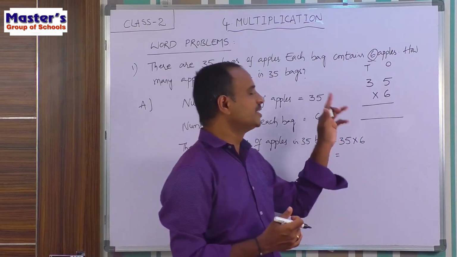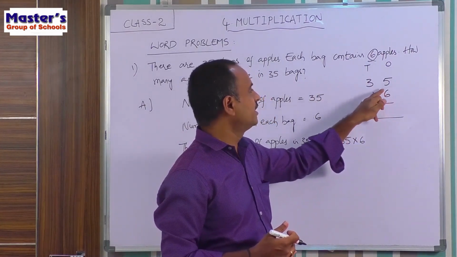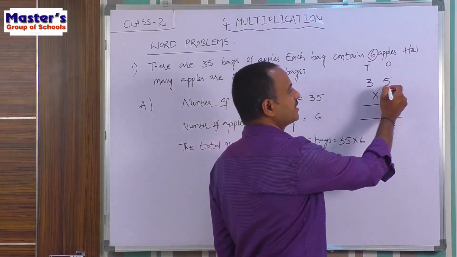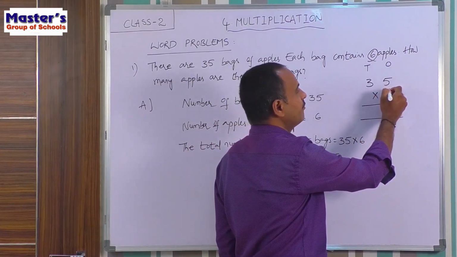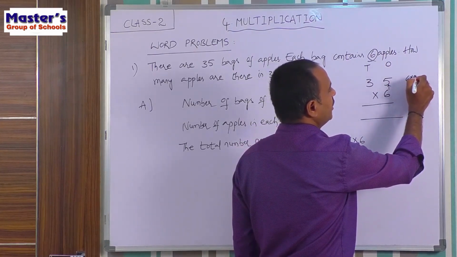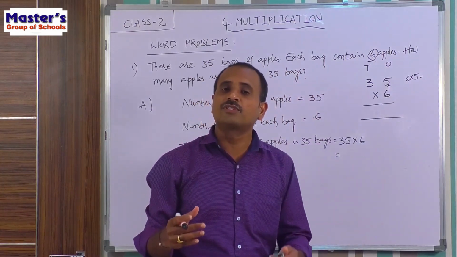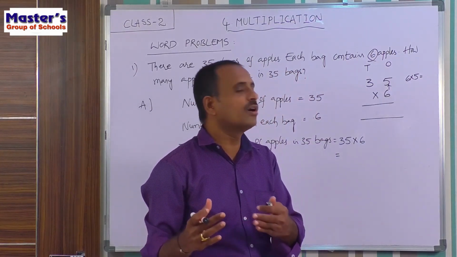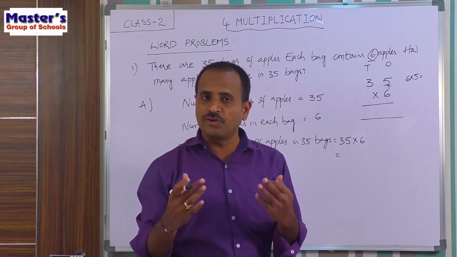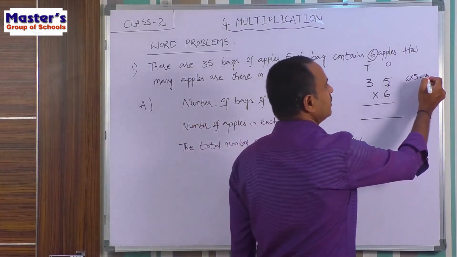So multiply the digit present in the 1's place with 6. What is the digit here in 1's place? 5 is present in 1's place. So multiply 5 with 6. That is 6 into 5. So children, how much is 6 fives? Here first you should recall the table of 6. 6 fives are 30.